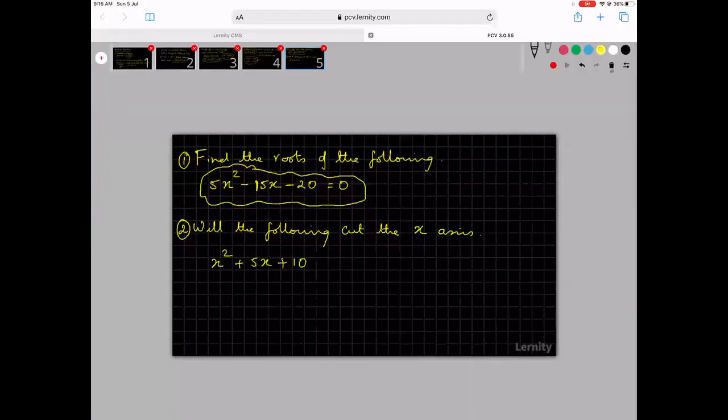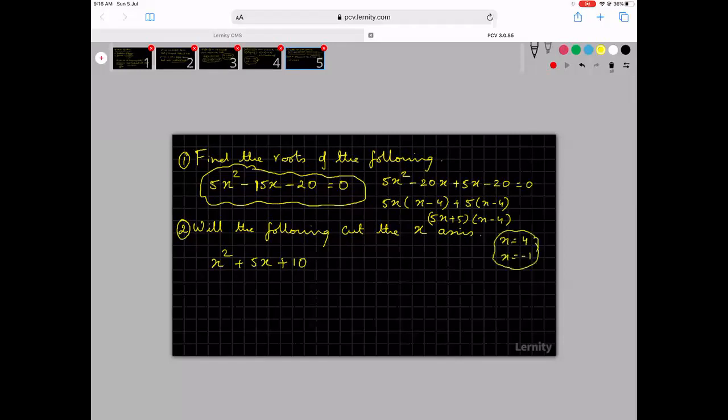Okay. So the first one, the way I go ahead with it is I simply write down 5x square. I think of two numbers whose product is 100, whose sum is going to be minus 15. So I'll say minus 20x plus 5x minus 20 is equal to 0. Take 5x common, so I'll get x minus 4, plus again I'll take 5 common, I'll get x minus 4. So I'll get 5x plus 5 and x minus 4. So x is equal to 4 and x is equal to minus 1.